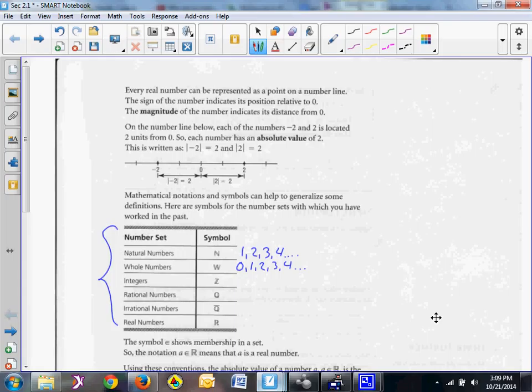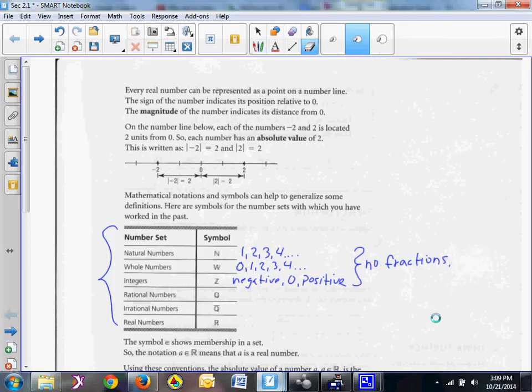Integers are all our whole numbers along with negative numbers. So they're negative numbers, 0, positive numbers, just like the number line at the front of our classroom. So all of these, there's no fractions, no decimals. I'm not sure why integers are denoted with a Z. They just are. So now we have our rational numbers, denoted with a Q.